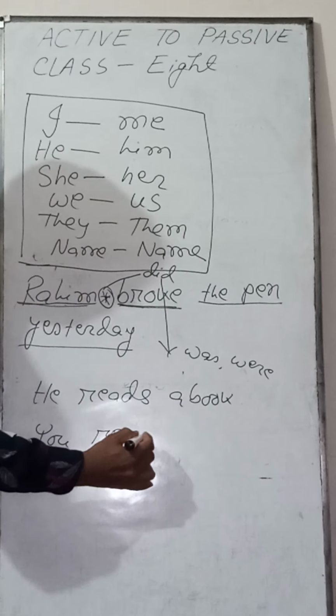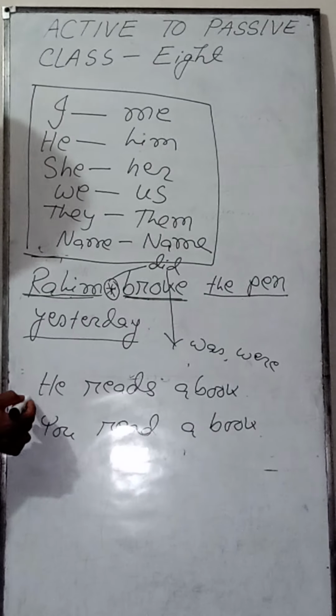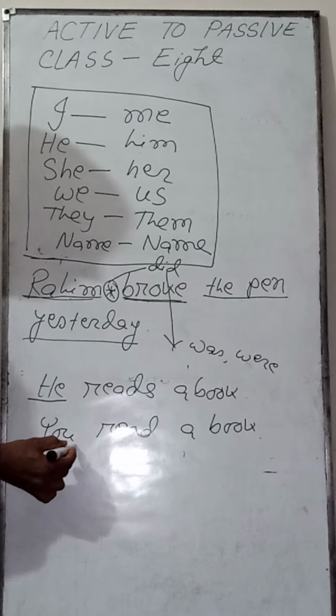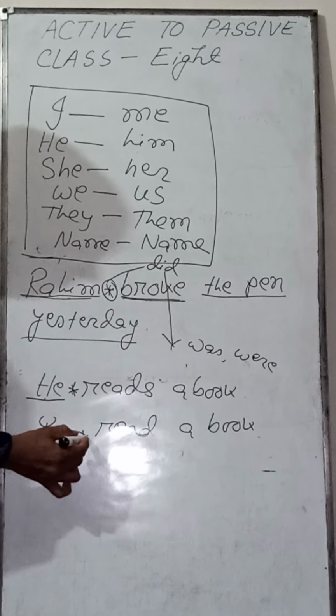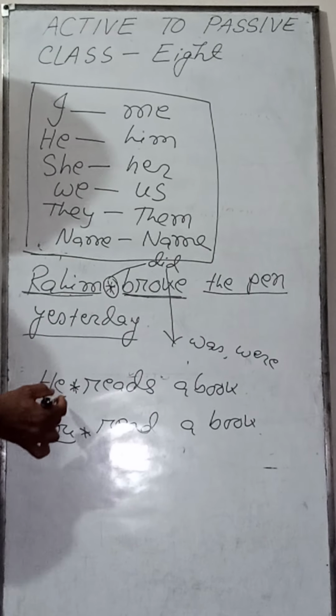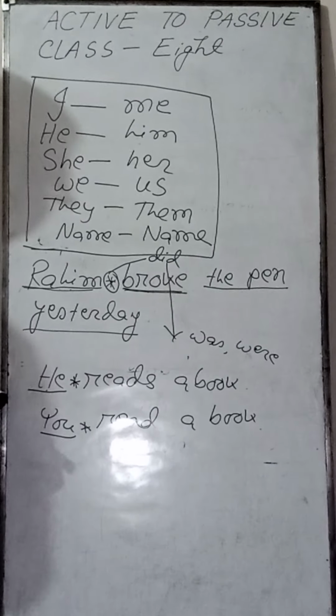You read a book. Here, "you" is the subject, and there is no auxiliary verb here. But a sentence is always incomplete without an auxiliary verb.